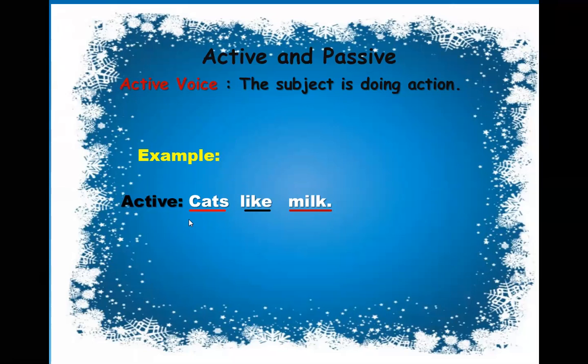So an ordinary sentence in English consists of subject, verb, and object. Here the subject is cats, the verb is like, and the object is milk. This is an active voice sentence. How do we know? From the subject. The subject is at the beginning.